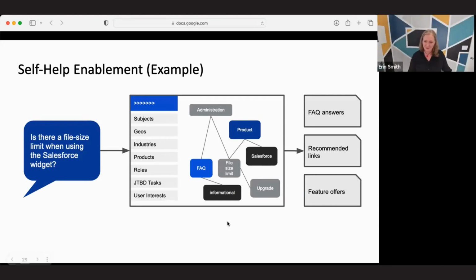I think, Erin and Bonnie, if you want to cover this last example, I think it's a great one. And my heart always goes to, again, being someone who's a lazy writer, I also like to make sure people can get answers on their own. So self-help enablement and how you break that down.